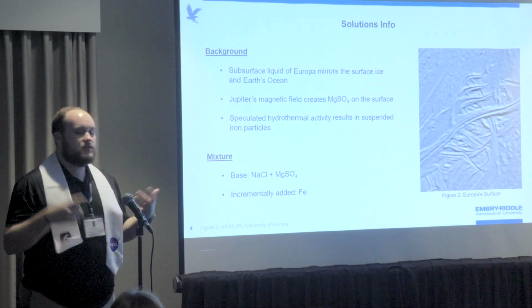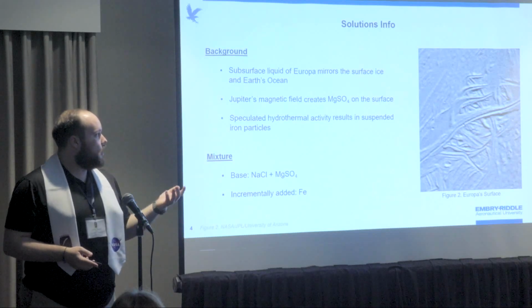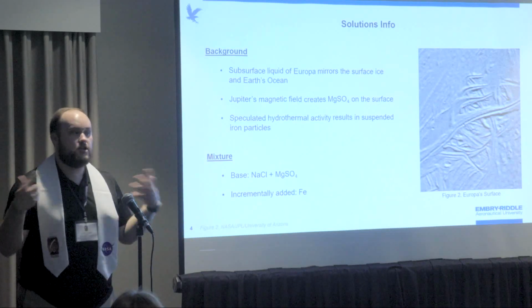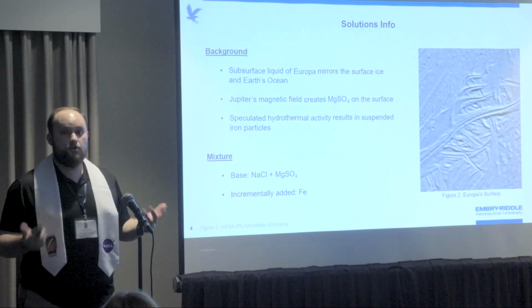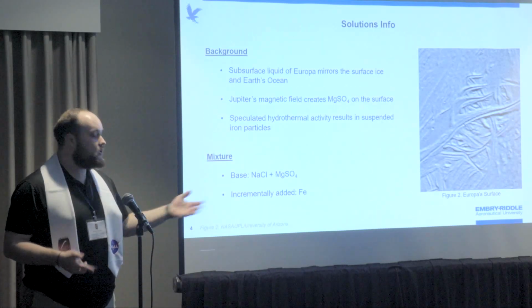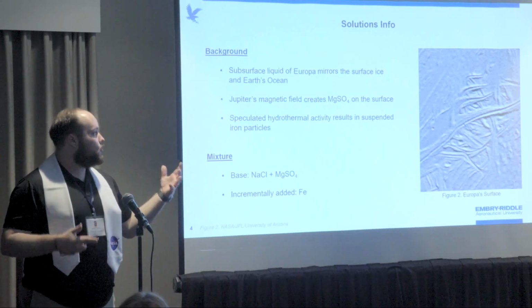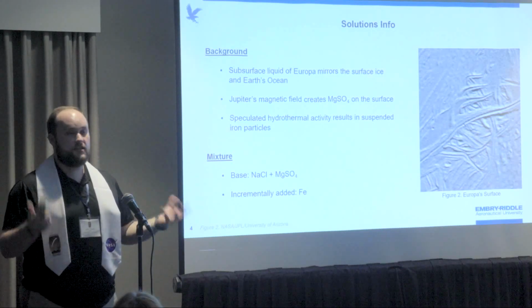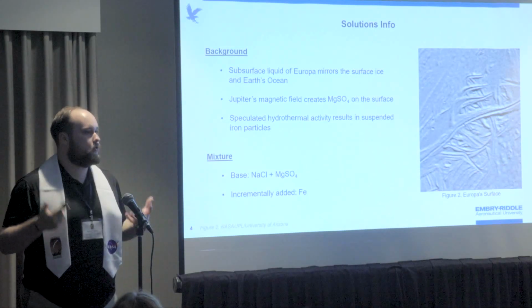And last but not least, it's also been speculated by NASA that there's hydrothermal activity, which would result in the suspension of particles underneath the subsurface ocean. So with that being said, Europa has a lot of iron, or Fe, on the planet, as its core is made of iron, and so on. And so we are speculating that this hydrothermal activity is kicking up these iron particles.